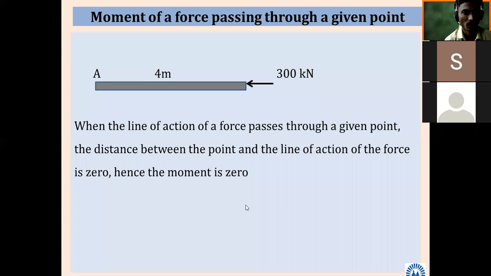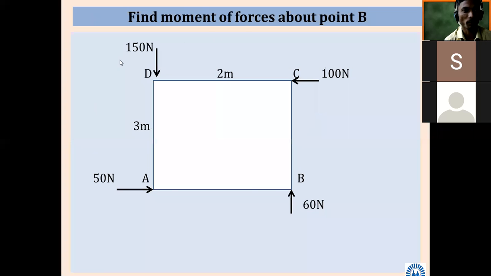It is mentioned here. Then we have solved two simple problems. Always remember which point we are considering as the fixed point, and consider the forces likewise. In both cases the figure was the same, only the fixed point we changed, and we calculated two different moments. In one case it came to minus 600 newton meter, and in another, minus 270 newton meter, if I'm not wrong.